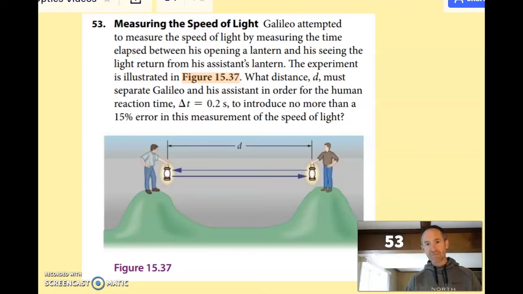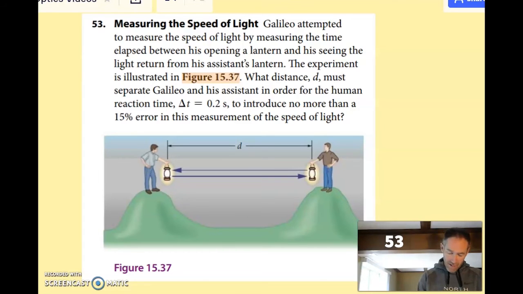Number 53 is a neat one. This is the Galileo experiment for determining the speed of light. And we know that Galileo and the assistant weren't able to get far enough to make this thing a success, but it's kind of neat to see how it would have worked. And so it talks about Galileo attempting to measure the speed of light with these lanterns.